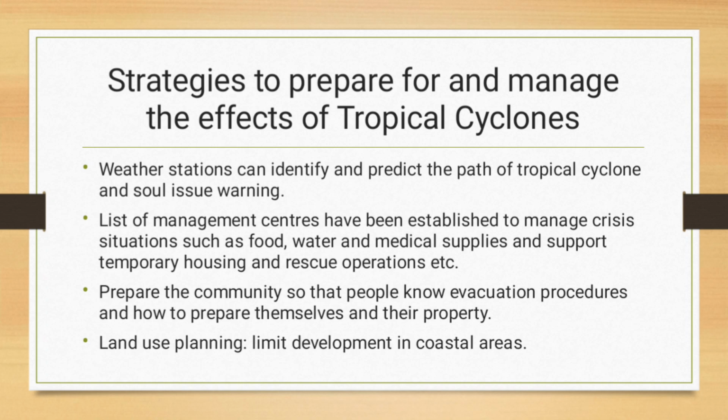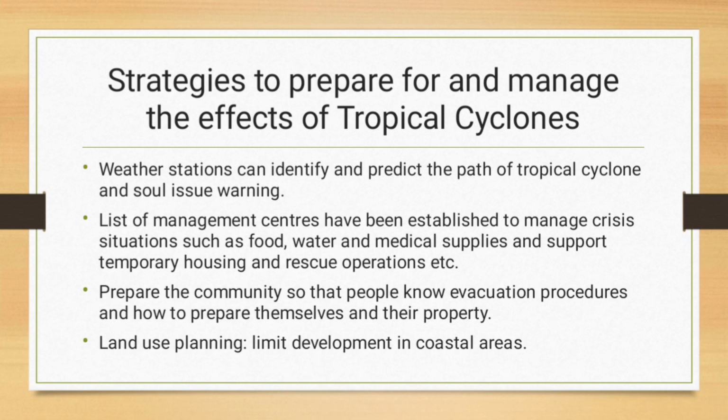Number one, weather stations can identify and predict the path of tropical cyclones and should issue warnings. The weather stations must identify in which way the tropical cyclone is going to go, then warn people about that. Management centers have been established to manage crisis situations such as food, water, medical supplies, and support temporary housing and rescue operations. So these are the crisis management measures.